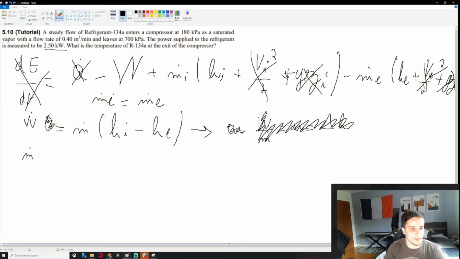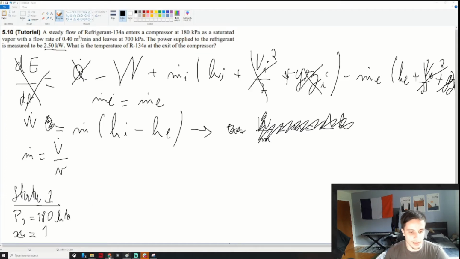So m dot is equal to V dot divided by v. Now, do we have specific volume? We do not, but we know that we are in a refrigerant at saturated vapor initially, and we are also given 100 kilopascal. So let's just put it down. State 1, we have P1 is equal to 100 kilopascal. And another way we can write saturated vapor is the quality is equal to 1.